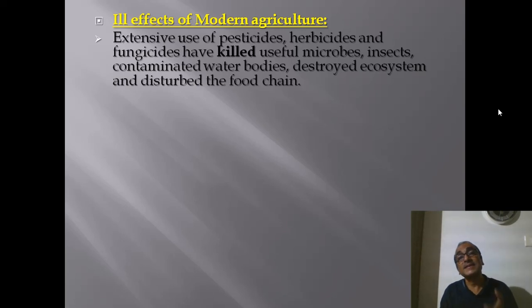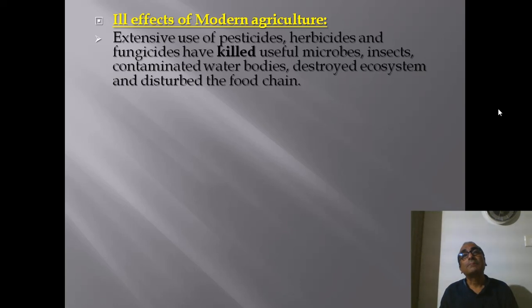Insects are killed, not only those which cause damage or harm to the food crop, but also useful insects, or the insects which are food for other predator animals. Those are also killed, so the predators will also die out because they are not getting food. Their prey species are being cleared off by using these chemicals. So it totally imbalances the ecosystem.